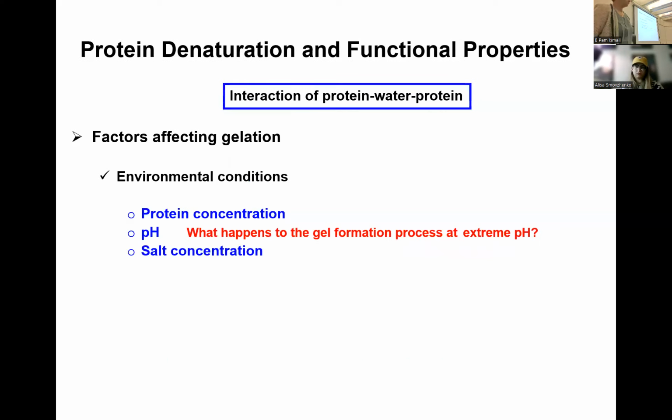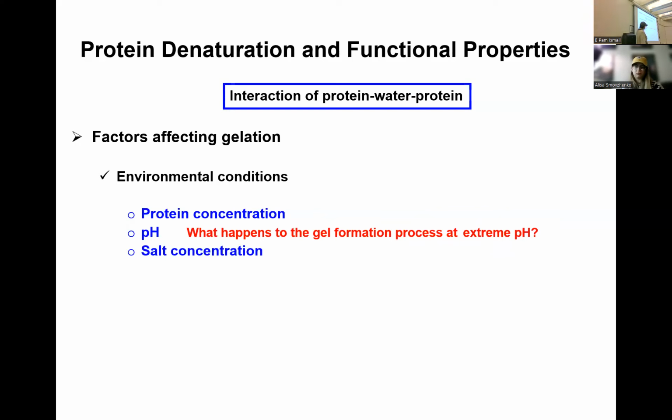So protein concentration is important. Like I said, gelatin 1%, whey protein 5%, soy protein 10%, etc. So the protein concentration is important for forming the gel.